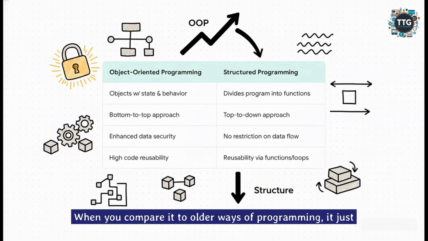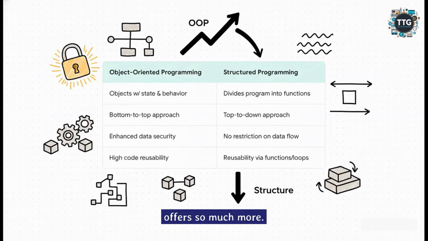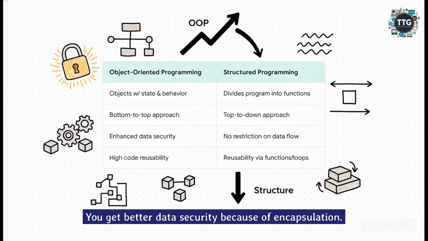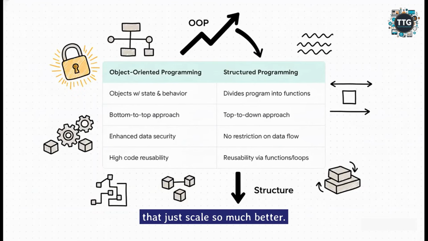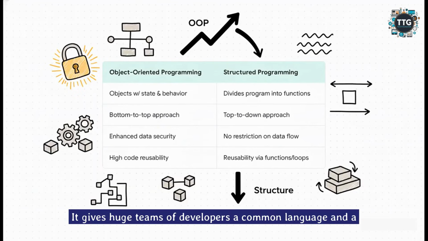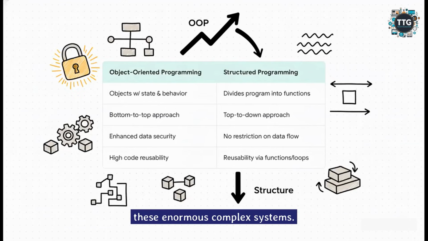When you compare it to older ways of programming, it just offers so much more. You get better data security because of encapsulation, you get massive code reuse from inheritance, and you get a way of thinking about problems that just scales so much better. It gives huge teams of developers a common language and a stable framework, so they can actually work together to build these enormous complex systems.